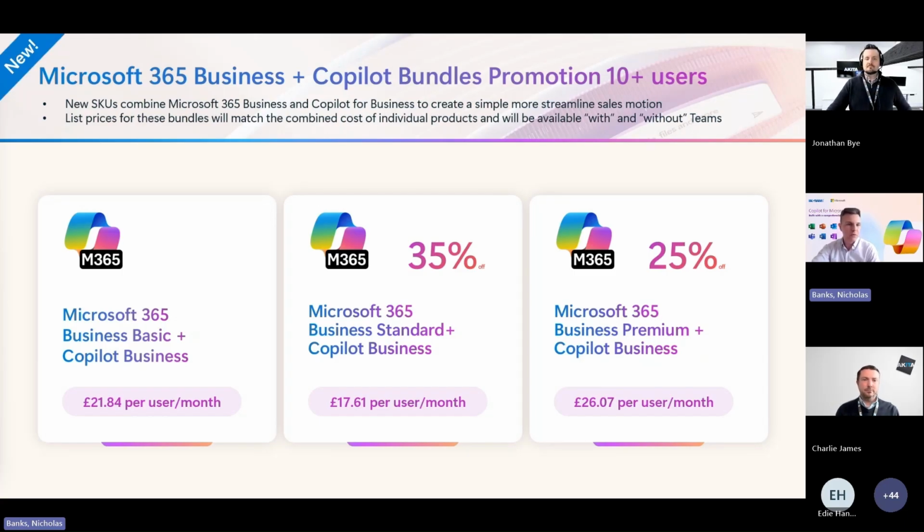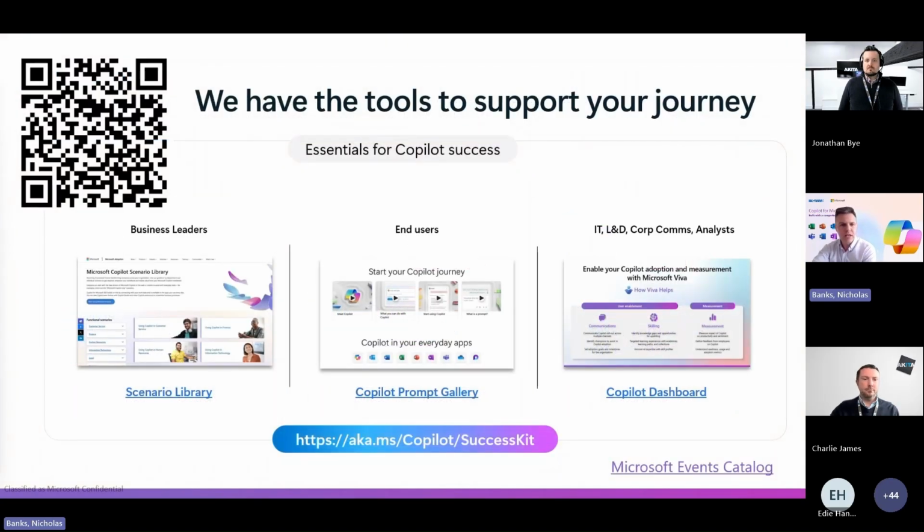The only caveat with both of these bundles and offers is you have to order 10 or more licenses, and it has to be a new customer, but you can upgrade from existing licenses as well if you've just got a Business Premium standalone. Again, if you want more detail on the promotions, just get in contact with the team at Akita.